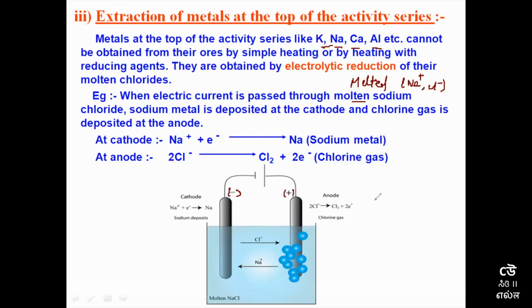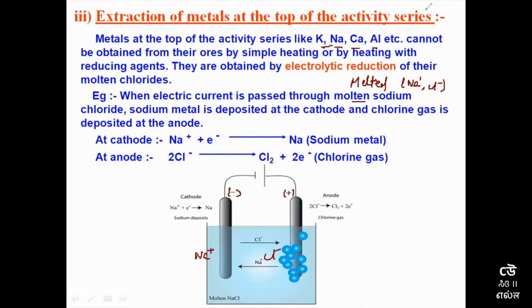So what does science say? The thing that carries positive charge, that means sodium, will obviously be attracted towards something that is negatively charged. And what will happen with chlorine? Since it is carrying negative charge, it will get attracted towards something carrying the opposite charge, that is positive charge. So that is how sodium will get attracted towards the cathode and chloride ion will get attracted towards the anode. So because of this attraction, what will happen?